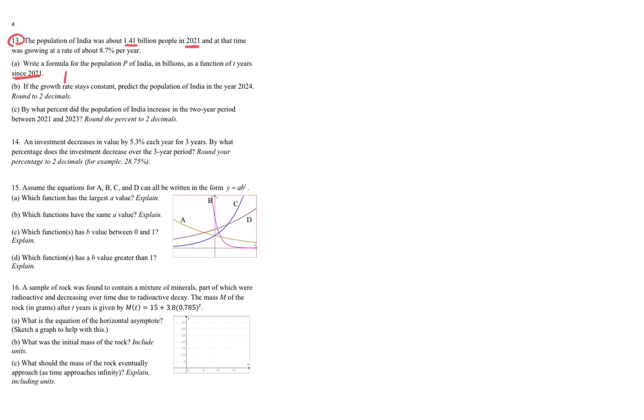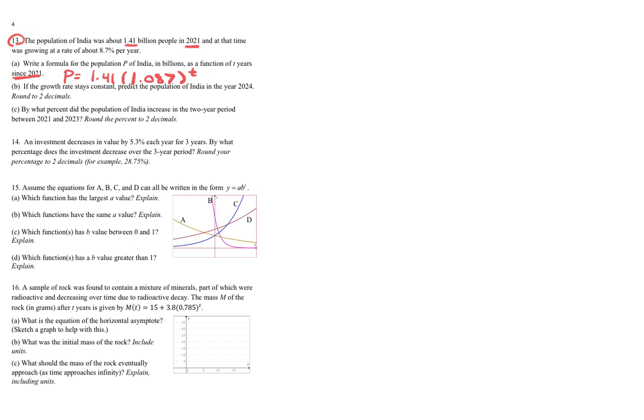So what that means is that our initial population was 1.41. So we get to say that population equals 1.41. And then we're going to multiply by our rate. So because we're increasing at 8.7% as a decimal, that's going to be 1.087. And then we raise this to the t power.